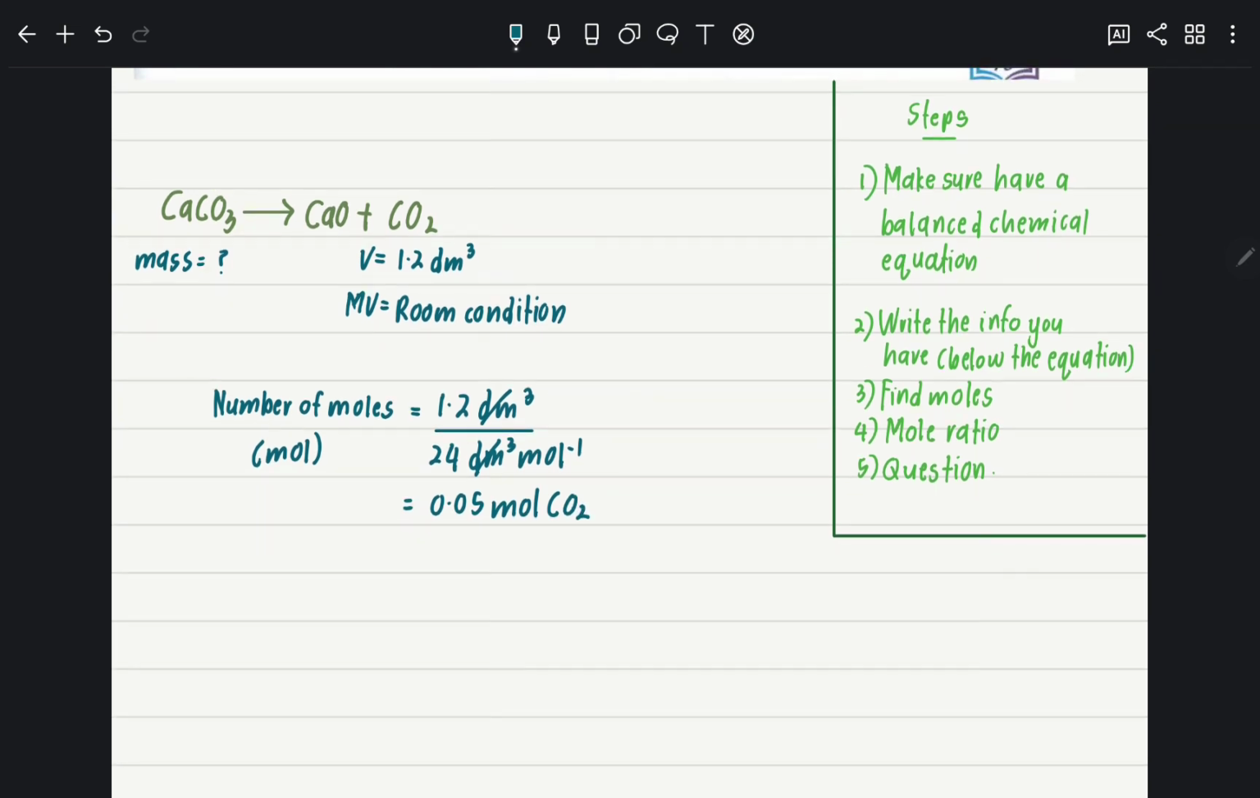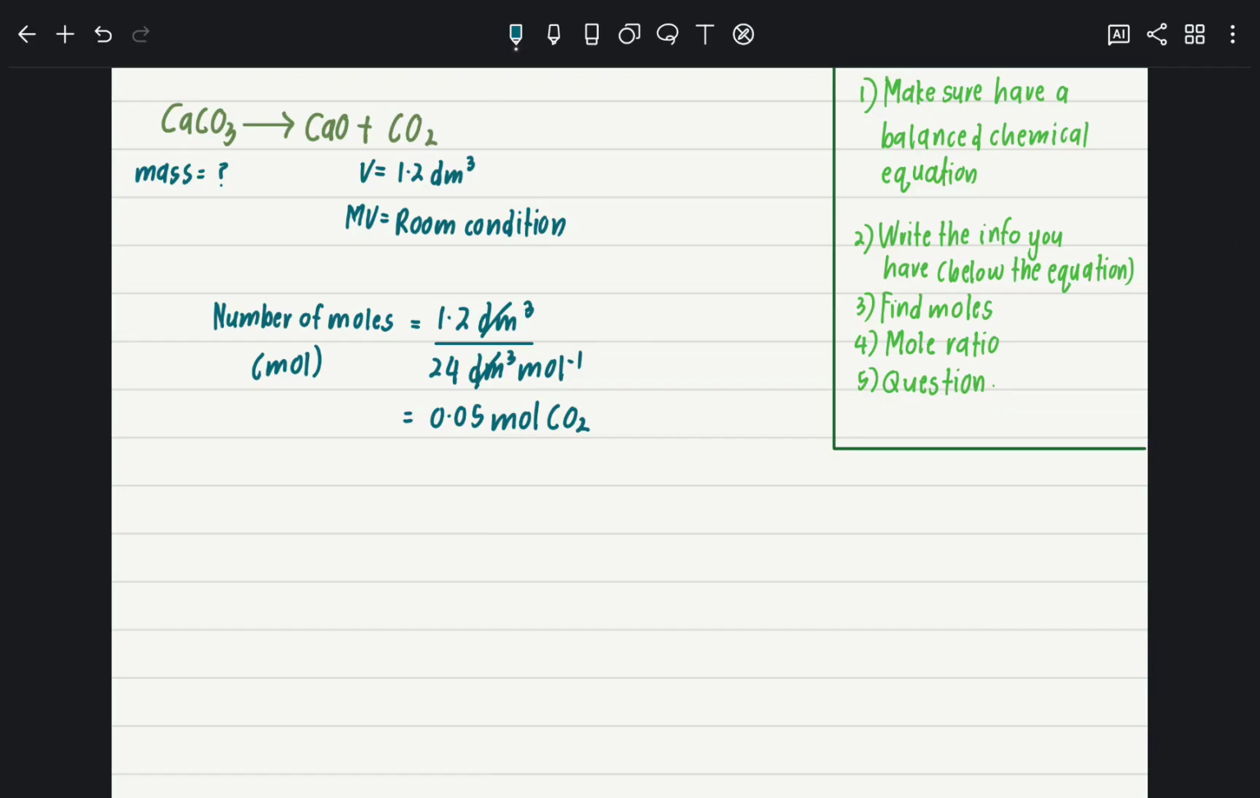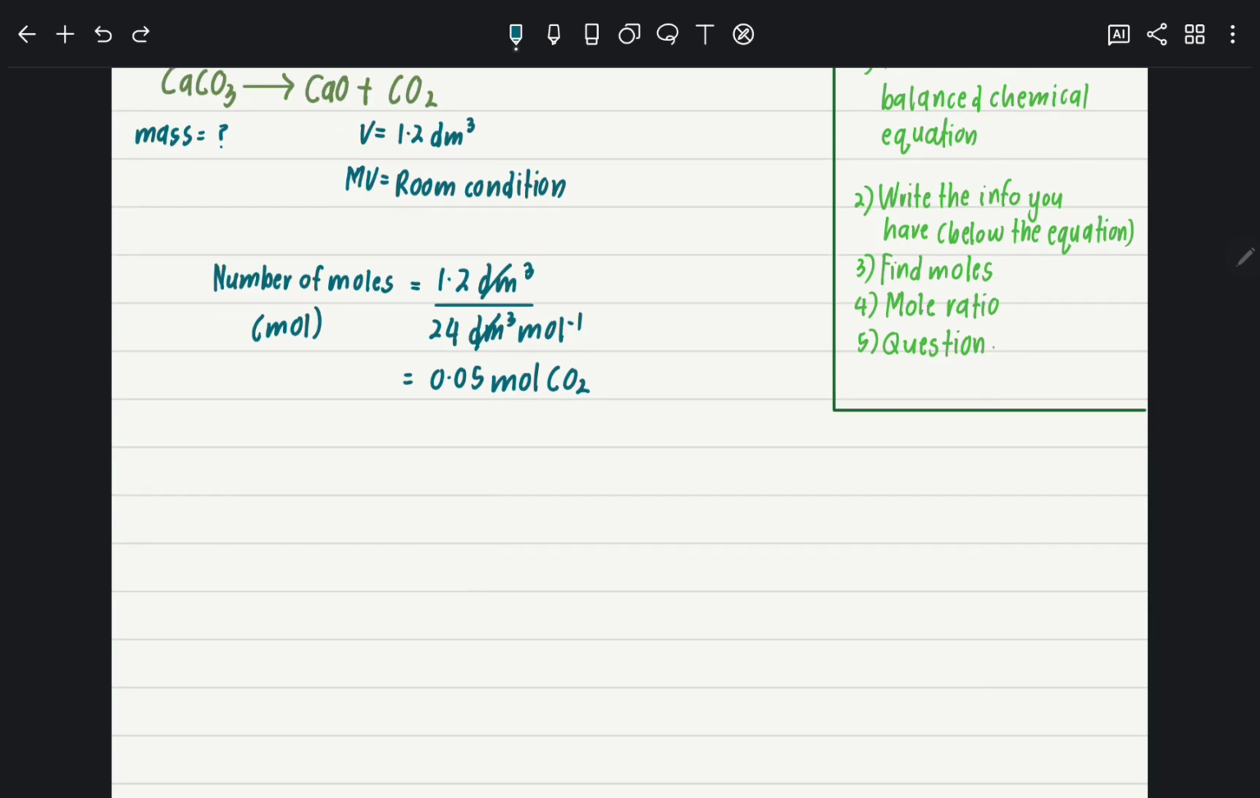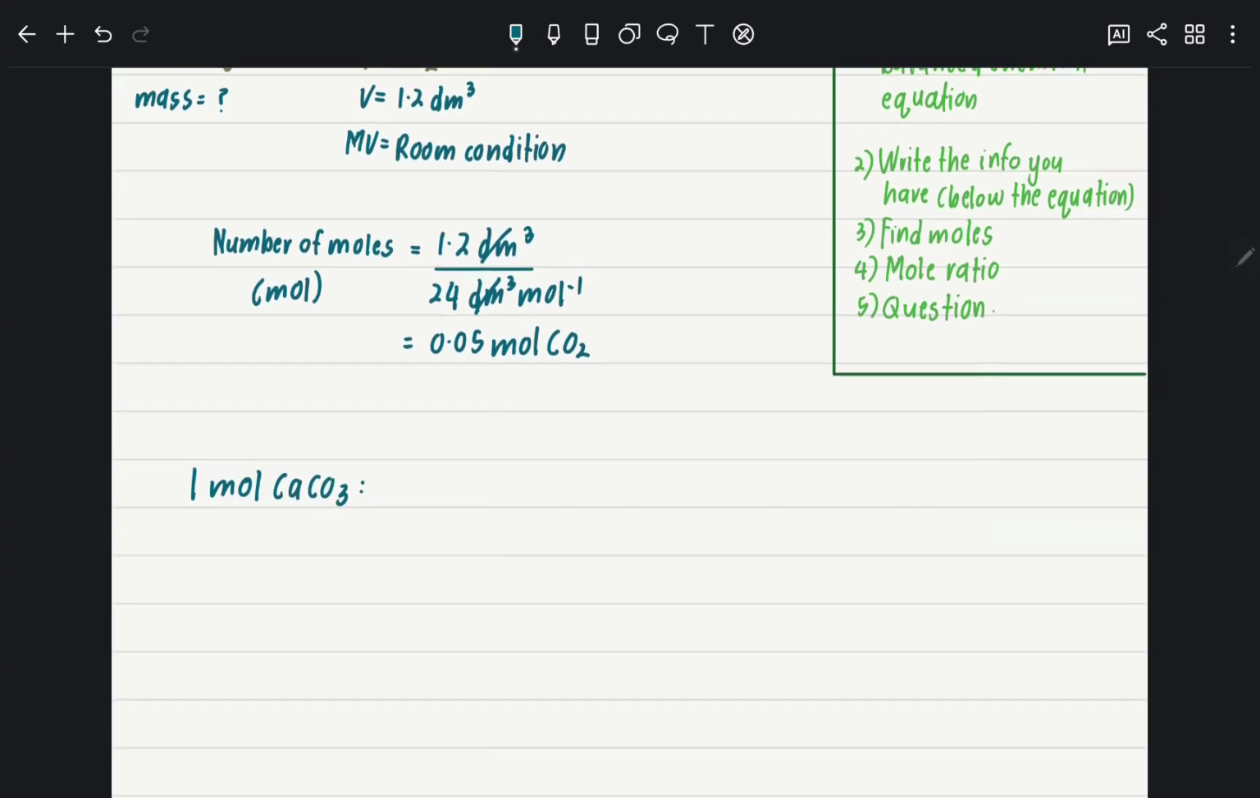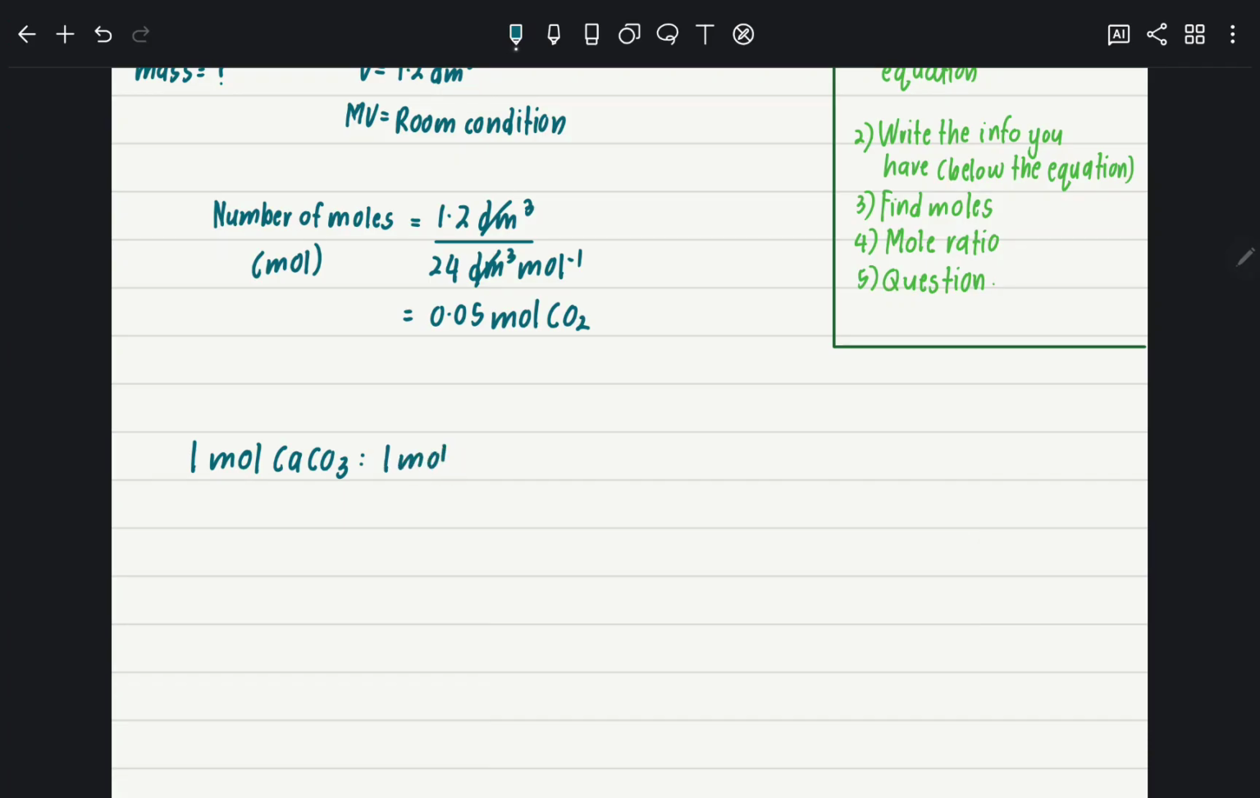Okay, then after I find moles, I have to do the mole ratio. So how to start my mole ratio? First from the chemical equation, then from what I found. So the ratio between whom and whom? Between CaCO3 and CO2. Why? Because I want to get the mass of CaCO3 and I have information about CO2. So the mole ratio between both of them only. CaO is not included. Understand? Okay. So just write 1 mole CaCO3 produces 1 mole CO2.